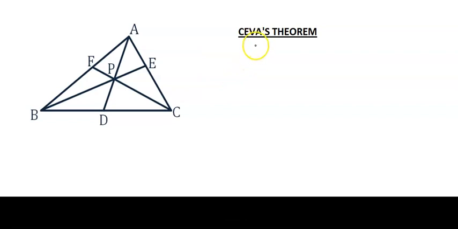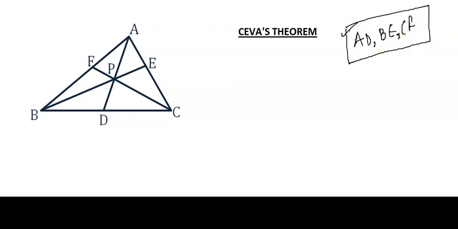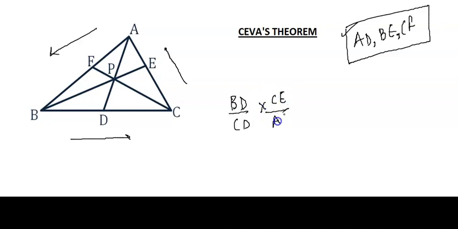Okay, so what is Ceva's theorem? Basically in this case AD, BE and CF all are Cevians. That means they can be any lines, and I should say they are concurrent Cevians. Concurrent means they are intersecting at only one point, that is P. So we can say that BD upon CD, in this order, into CE upon AE into AF upon BF, is equal to 1.